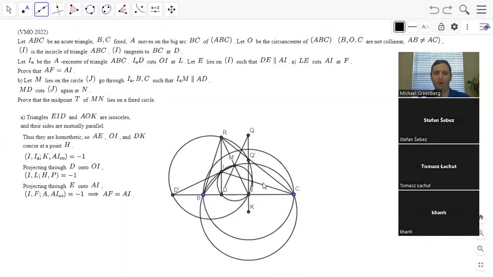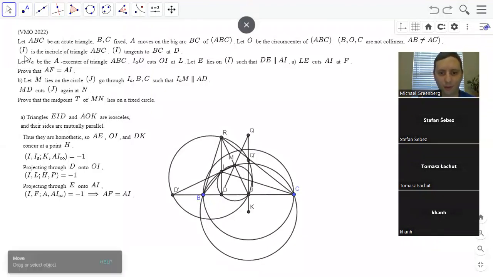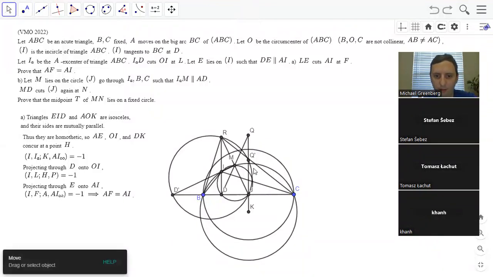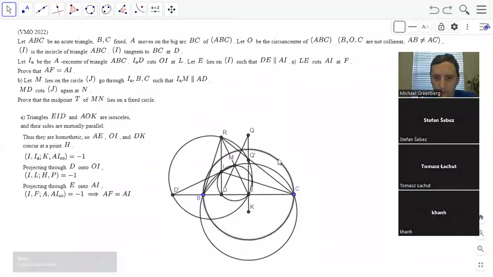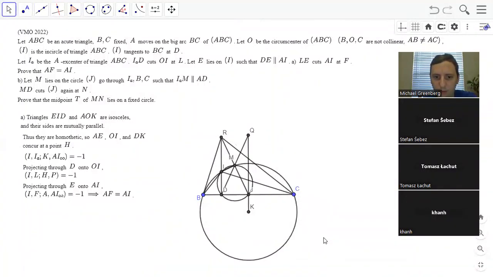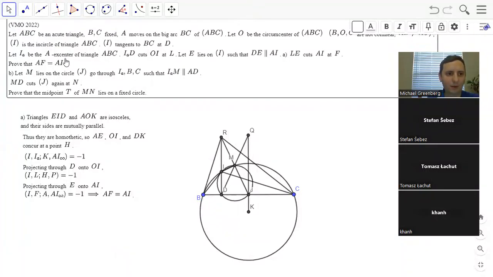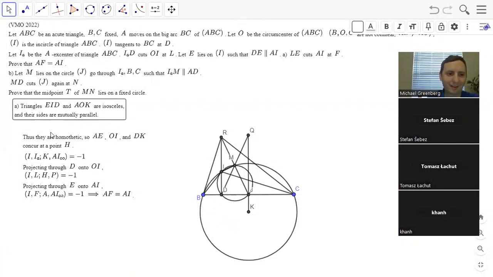Okay, so here's kind of how I'm thinking about it. I think it reduces to a bash. So I'm going to hide Q prime, I'm going to hide the circle and a bunch of stuff. And usually I don't like a bash, but oh well.